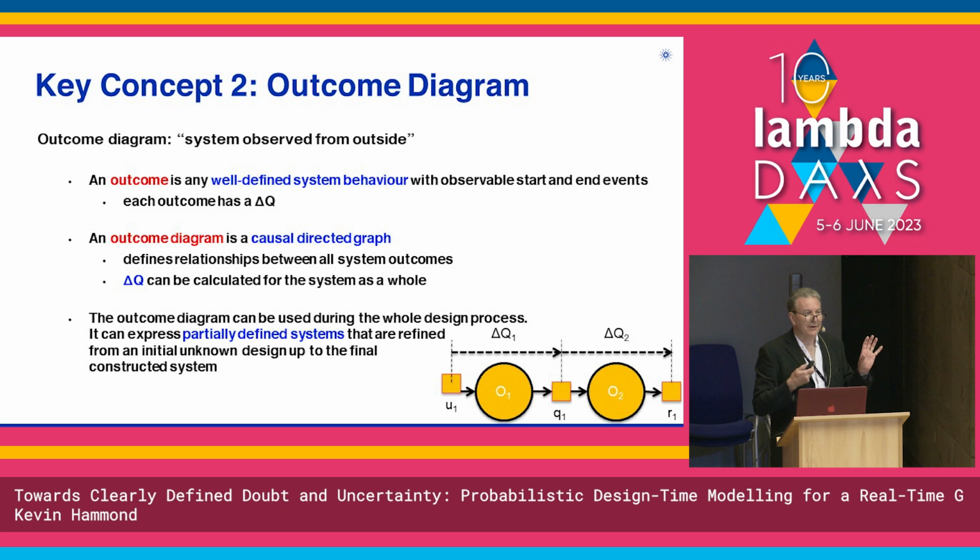And you can use this outcome diagram during the whole design process. You can express partially defined systems that are refined from an initial unknown design all the way up to the final system design. Little example down on the bottom right here, what we're seeing are two outcomes, O1, O2, and what you can see is you start with input U1, the result of that is output Q1, final result is output R1, and then what you'll have are delta Q1, delta Q2, which then need to be combined somehow to give you the final delta Q. Details of how you do the combination are in the paper I mentioned.